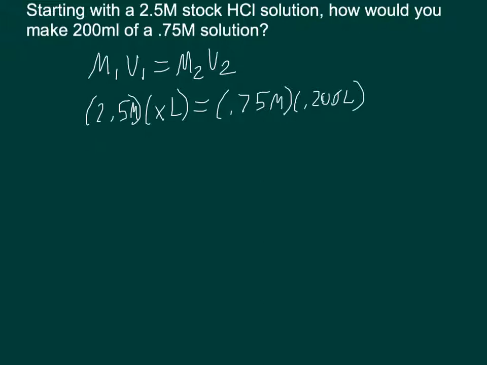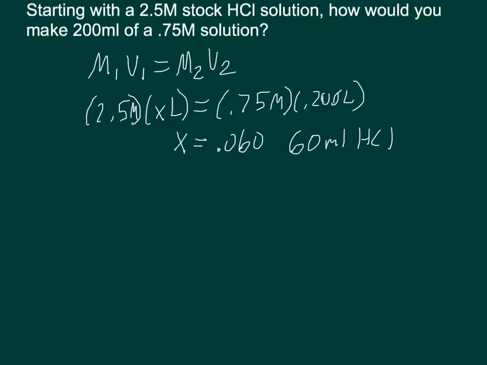Alright, so we're going to try to solve for x to find out how many liters of that 2.5 molar stock solution we needed to dilute to get to the 0.75. And so you plug that in and you solve and you get x is equal to 0.060 with the right sig figs, so therefore it's going to be 60 milliliters of the 2.5 molar HCl.